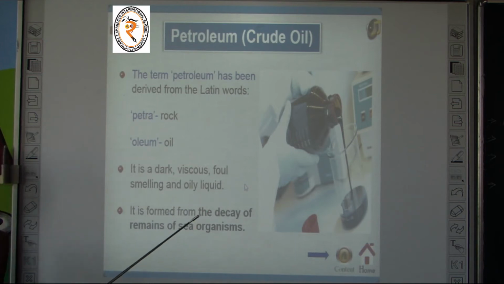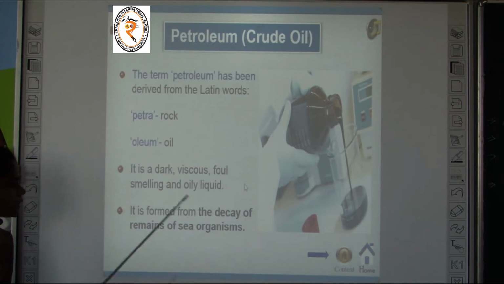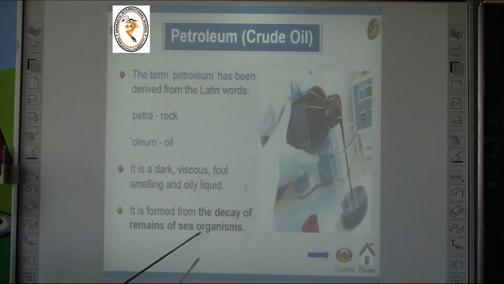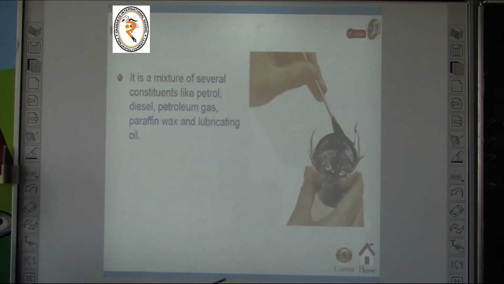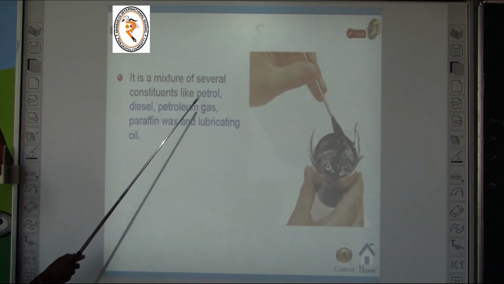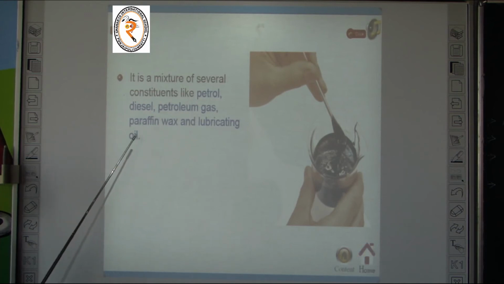It is found in liquid form. It is formed from the decay of remains of sea organisms. From where can we get petroleum? It is formed from the decay of remains of sea organisms. Sea organisms means the animals or plants that live inside the water. And it is a mixture of several constituents like petrol, diesel, petroleum gas, paraffin wax and lubricating oil.